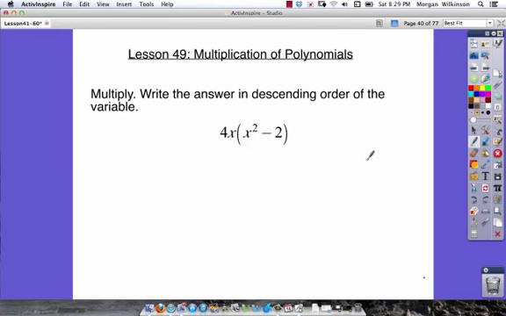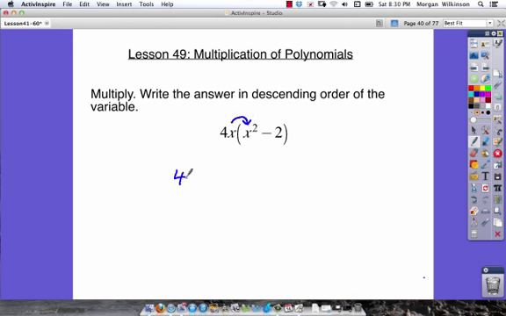Lesson 49 is all about multiplication of polynomials. Now the first question that we have says, multiply. Write the answer in descending order of the variable. So when we see this, we know that we have to distribute. If we're going to distribute, we're going to multiply the 4x times x squared first.